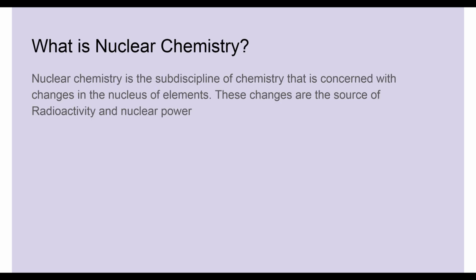All right, so now that we have that little review covered, we have a better understanding of what we're getting into, let's actually talk about what nuclear chemistry is. Nuclear chemistry is the subdiscipline of chemistry that is concerned with changes in the nucleus of elements, hence nuclear chemistry. These changes are the source of radioactivity and nuclear power. We've talked about radioactivity a little bit when we talked about electromagnetic waves, and you may be familiar with nuclear power if you think of a nuclear power plant or the sun.